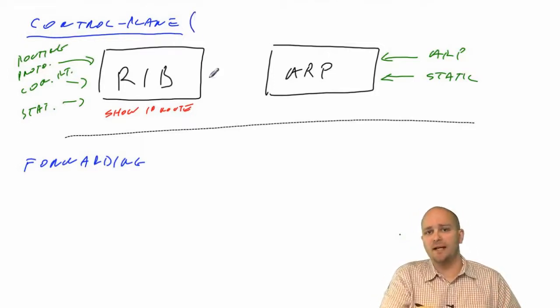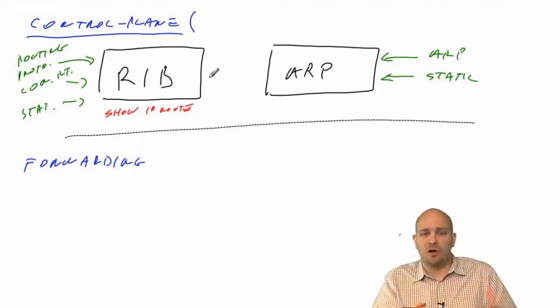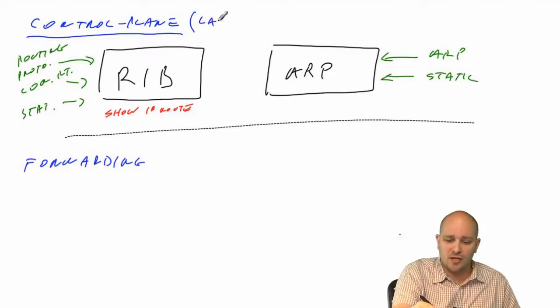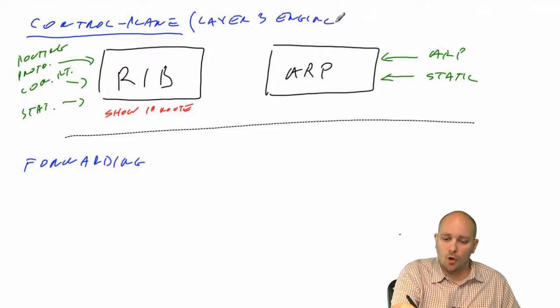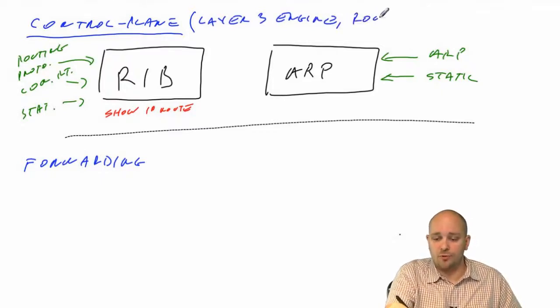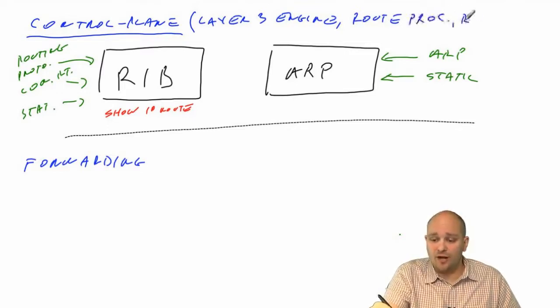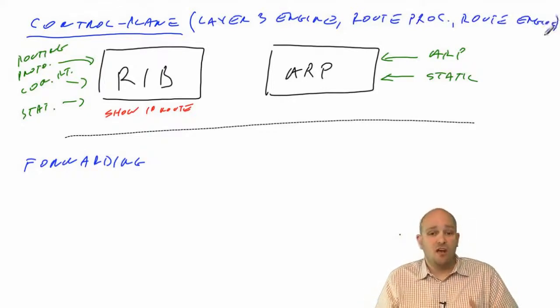Sometimes this control plane of our device is called the layer 3 engine, or is sometimes called the route processor, or RP. Or sometimes it is called the route engine. There are many different names for pretty much what is the control plane.